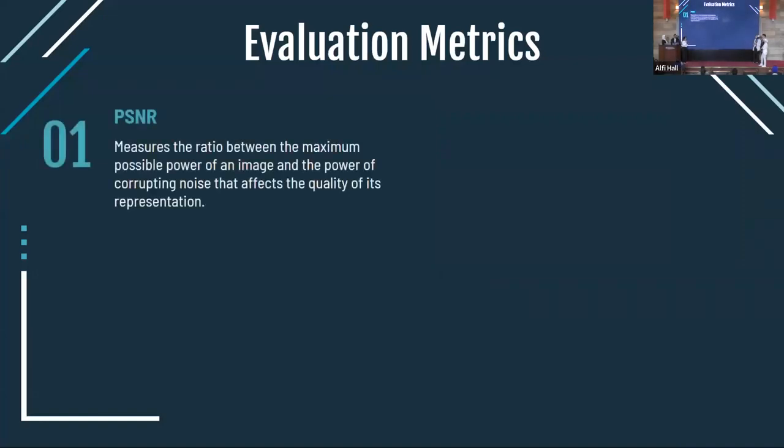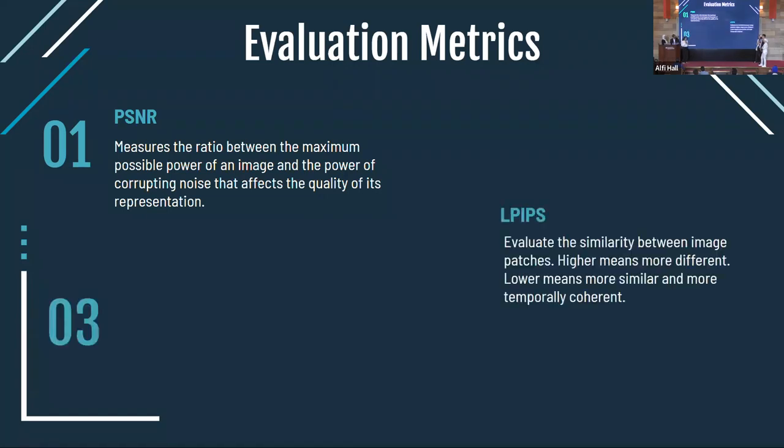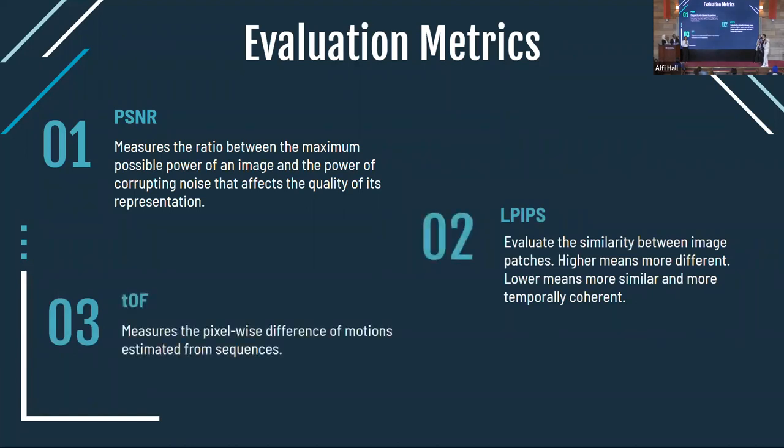Now, regarding the evaluation criteria, the usual criterion for evaluating the quality of super resolution is the peak signal-to-noise ratio, commonly known as PSNR. The main value of PSNR is that it measures the ratio between the maximum possible power of an image and the power of the corrupting noise that affects the quality of its representation. However, its value alone is not able to reflect the video quality from a human perception. That is, even if the PSNR value is high, that doesn't mean that it's appealing for humans.